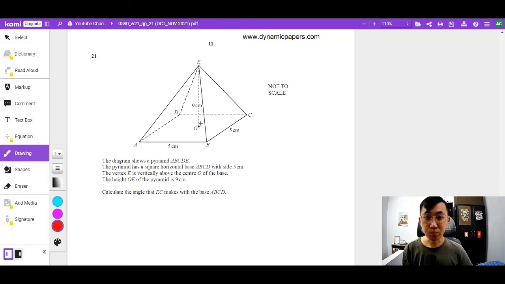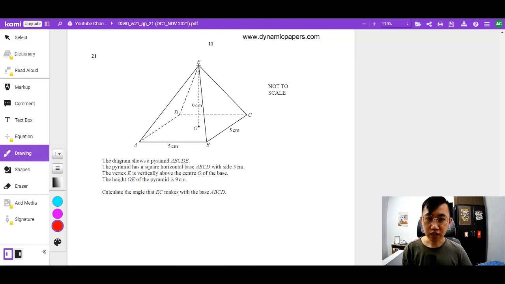So what does this means is that the origin or O here is right in the middle of AC. Okay, this O is right in the middle of AC. Next info, the height OE of the pyramid is 9 cm. So make sure they label. Alright. Calculate the angle that EC makes with the base ABCD.